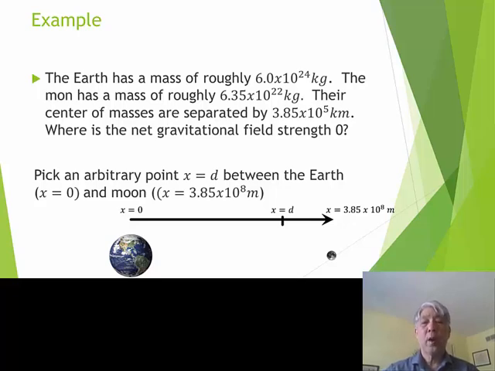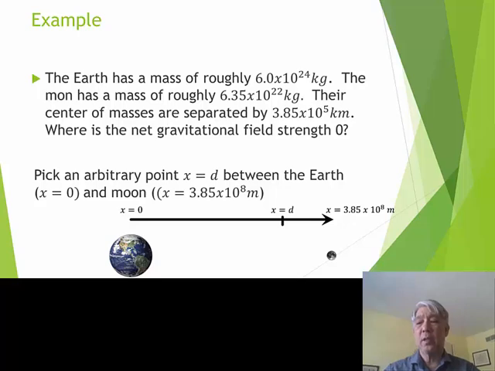To find where the net gravitational field strength is 0, we're basically looking for a point somewhere between the Earth and the Moon, because the Earth is pulling to the left in the picture on the bottom, and the Moon is pulling to the right. Equal in magnitude, but opposite in direction, so that when I add them together, I'll get 0. So I'm going to pick an arbitrary point. I'm going to call it x equals d, somewhere between the Earth and the Moon. Because the Moon is smaller, I'm going to bet that it's closer to the Moon, but it really doesn't matter where I place it, the math will work out. Okay, so the math is a little bit tricky.